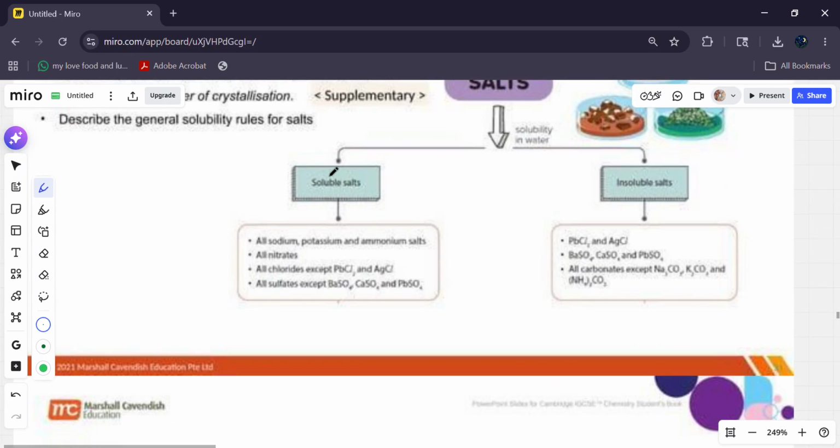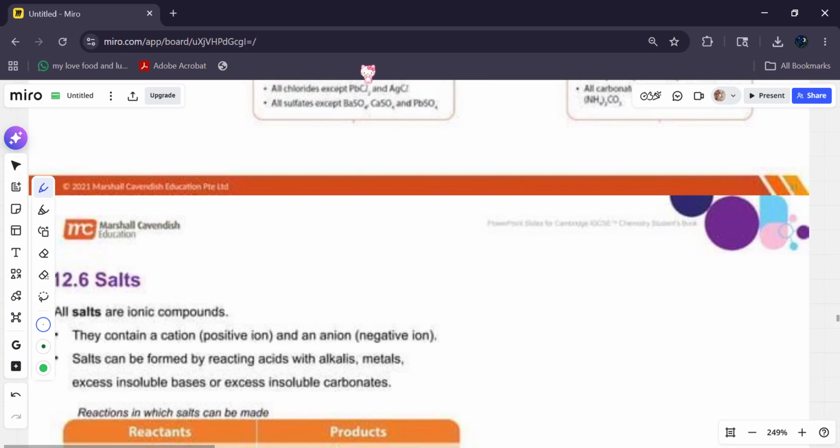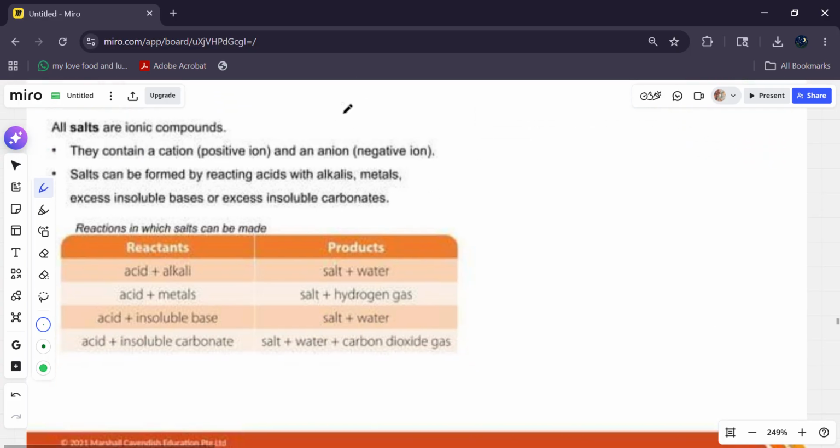Now, salts are ionic compounds. All salts are ionic compounds. This means they contain either a cation, which is a positive ion, or an anion, which is a negative ion. Salts can be formed by reacting acids with alkali, metals, and excess insoluble bases or excess insoluble carbonates. That means they can be formed if they're mixed with acid and alkali, acid and metals, acid and insoluble base, or acid and insoluble carbonate. They form salt.